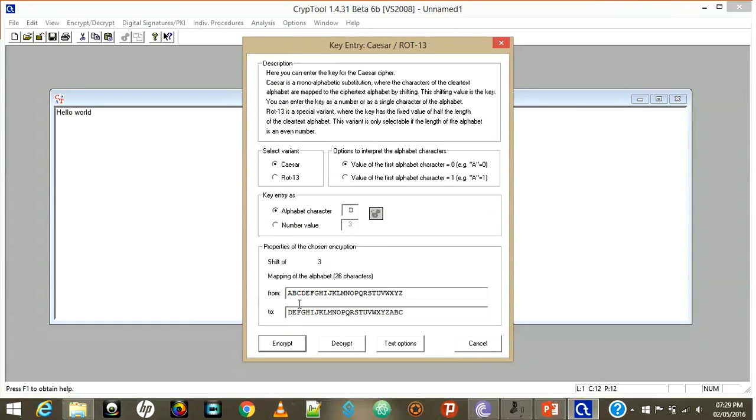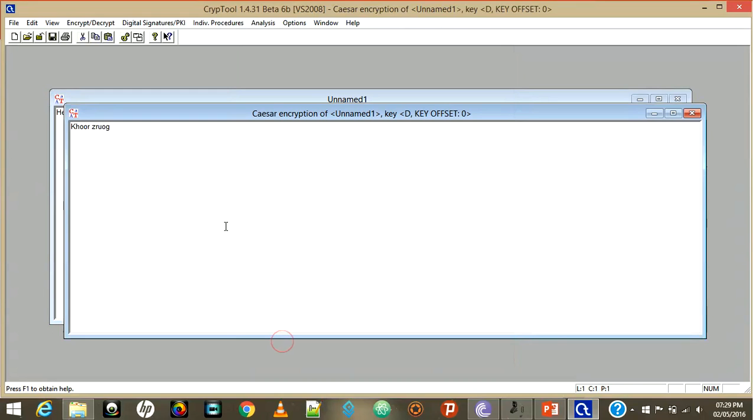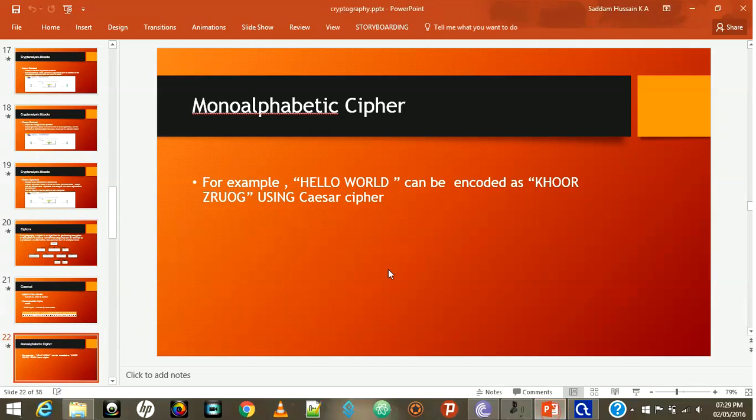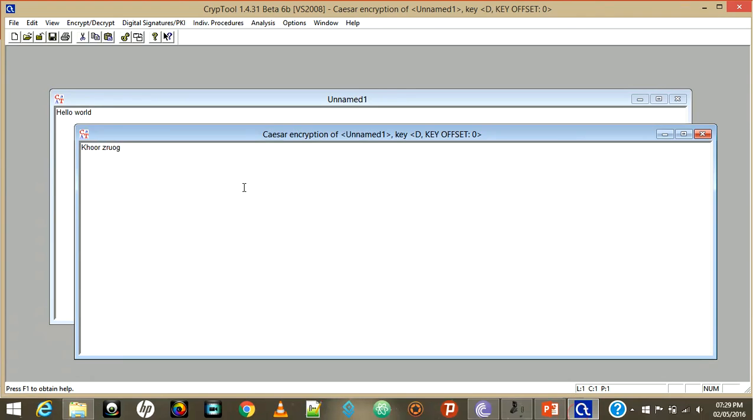Example. Okay, so now encrypt it. After encrypting we will get the ciphertext. So hello world can be encoded as this using the Caesar cipher. This is the algorithm.